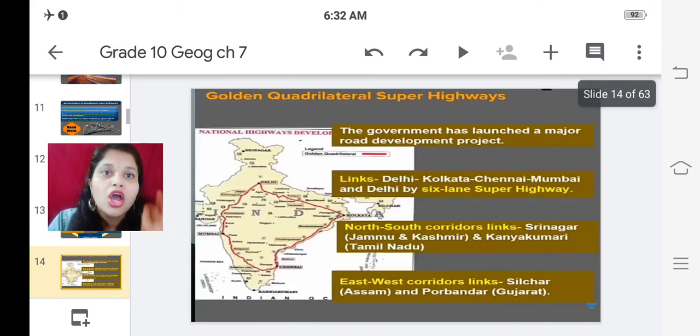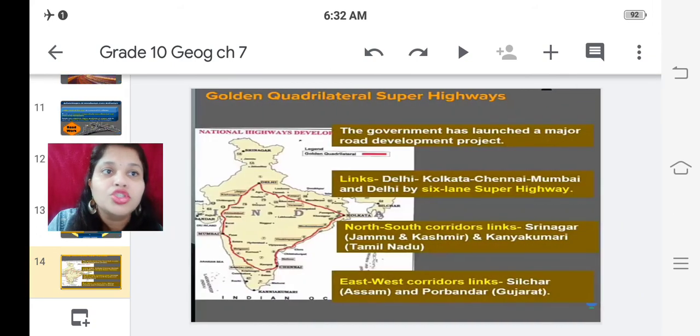Number 1, golden quadrilateral super highways. नाम ही इतना बड़ा है. ओके, गोल्डन मीन्स समथिंग शाइनी शाइनी. नो, ये रोड कोई गोल्ड से नहीं बना है. इट इज़ अ मेगा हाईवे, सुपर हाईवे. सो इसको गोल्डन करके नाम दिया है. क्वाड्रिलैटरल, क्वाड्रिलैटरल मीन्स इट कनेक्ट्स 4 कॉर्नर्स ऑफ आवर कंट्री.